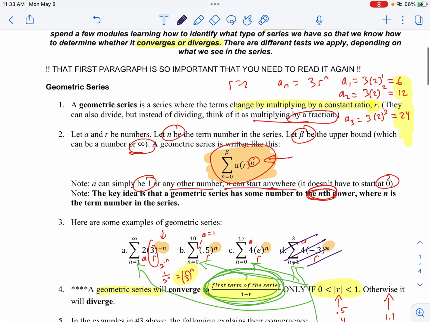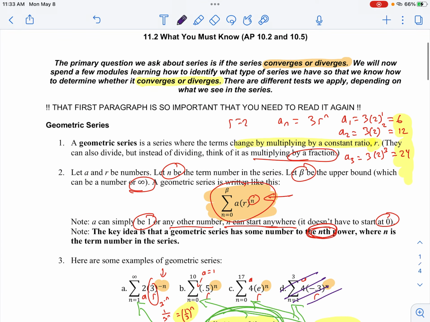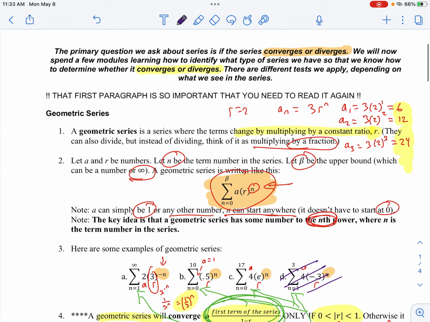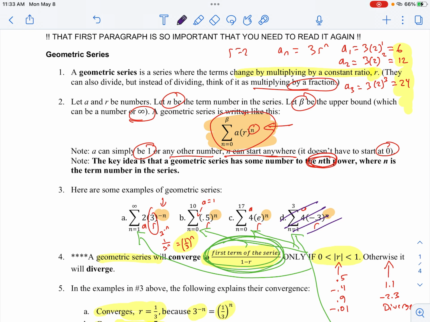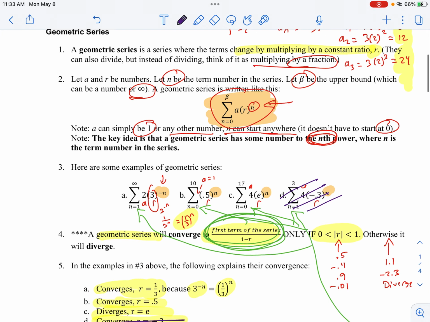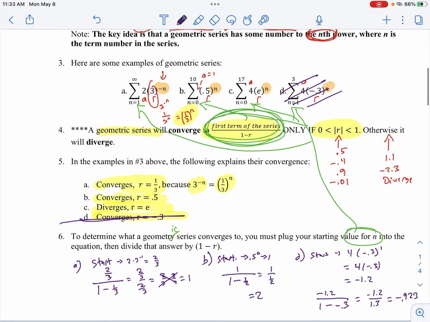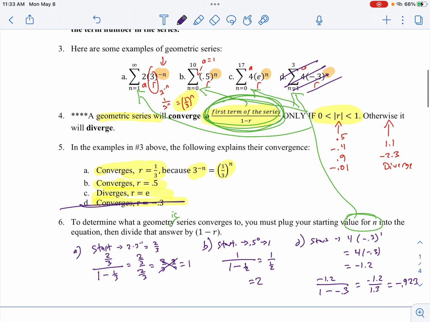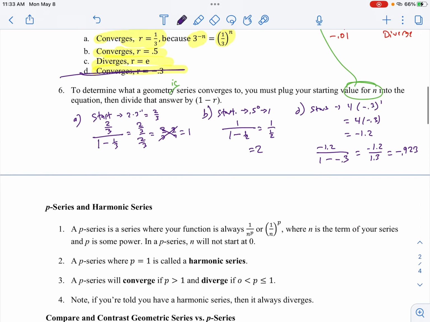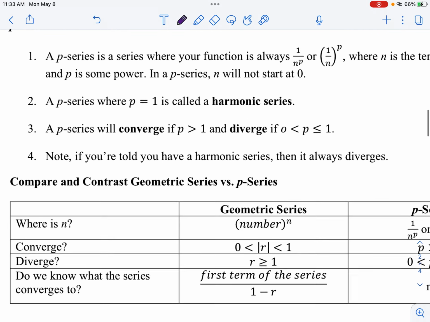Okay, so big picture again. The primary question we ask about series is if it converges or diverges. Our first type of series is some number raised to the nth power. If the absolute value of that number that's raised to the nth power is between 0 and 1, it converges, otherwise it diverges. These are called geometric series. You need to memorize that name.